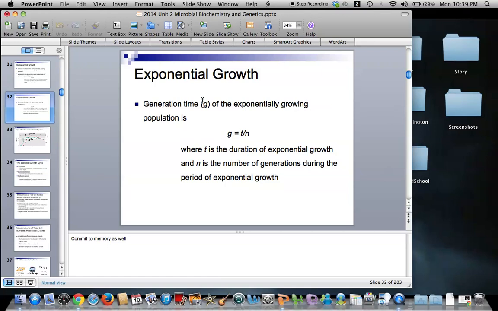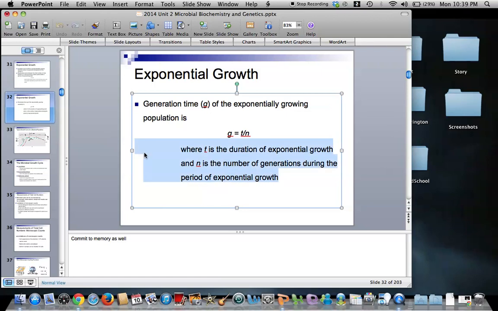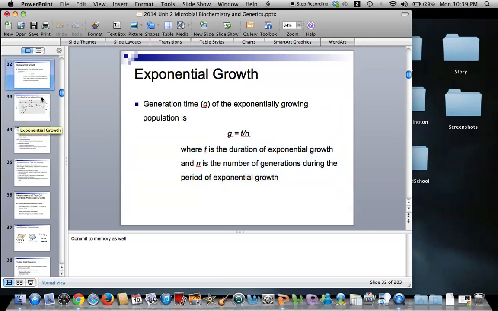So it does stand for generation time, but generation time is defined as the duration over the number of generations. So duration of exponential growth is going to be different depending on your bacteria, and that's why it needs to be unique to them. And then n is the number of generations, and that's pretty straightforward. Obviously, as the T goes up, weird things start happening.